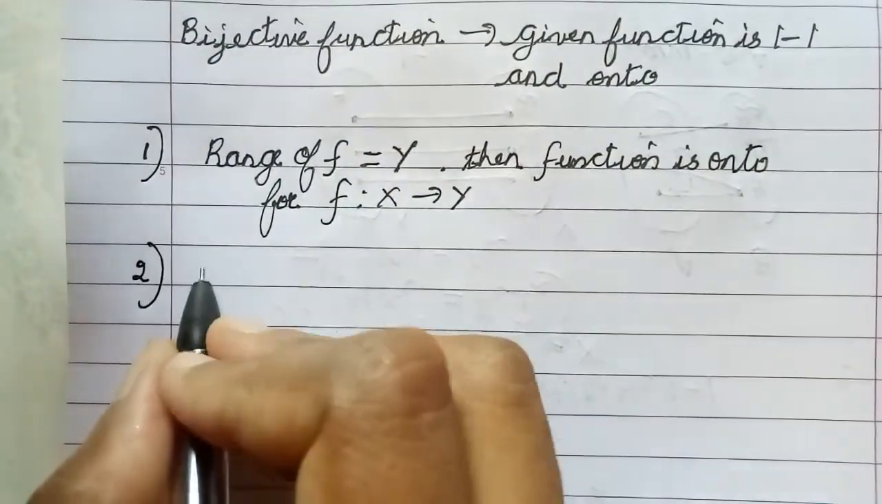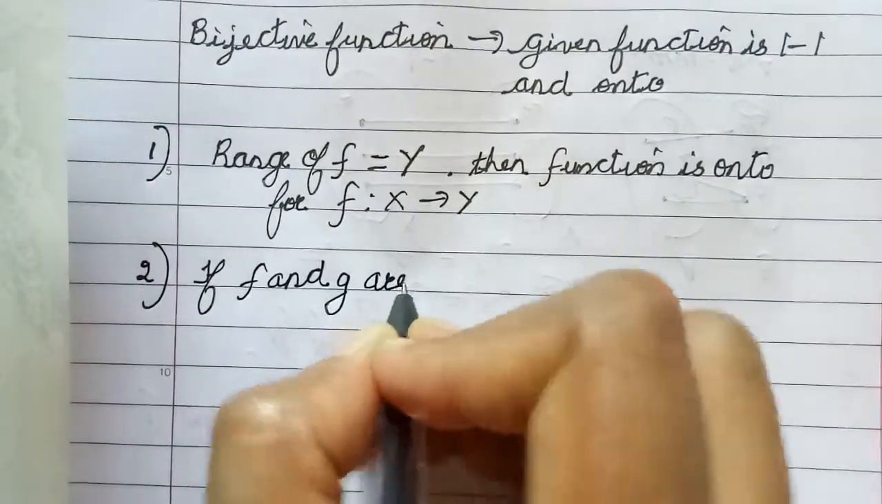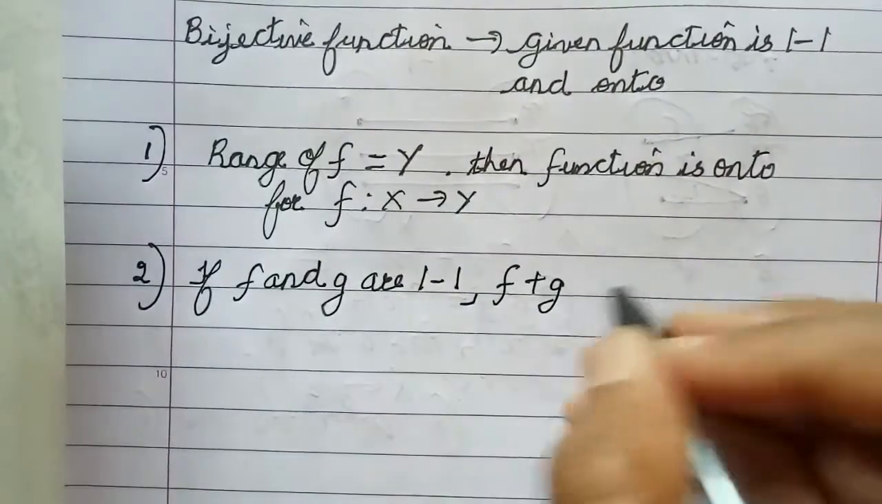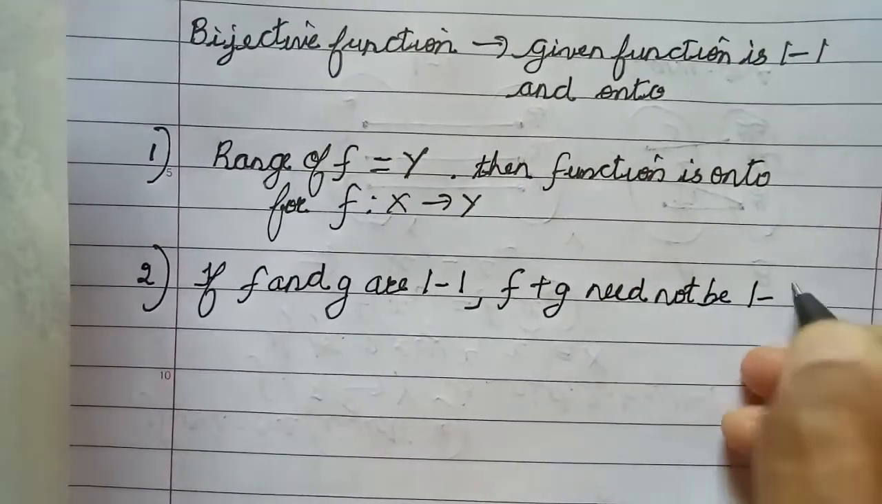Now the second result says that if f and g are one-one functions, then f plus g need not be one-one, right? f plus g need not be a one-one function.